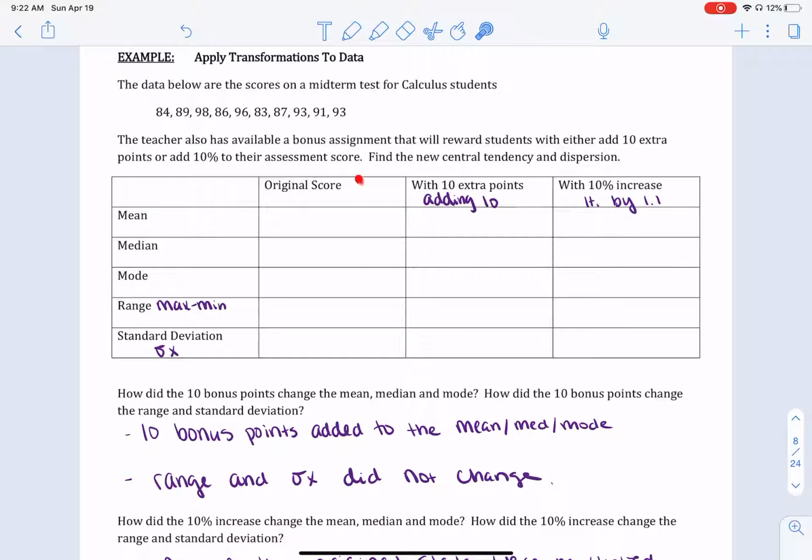So we're going to figure out, well, what are their original scores here? What's the mean, median, mode, range, and standard deviation of the original scores? Then if we add 10 points to all of these, what happens? And if we increase by 10%, so we multiply by, sorry, this should say multiply here, multiply by 1.1, what would happen to these numbers?